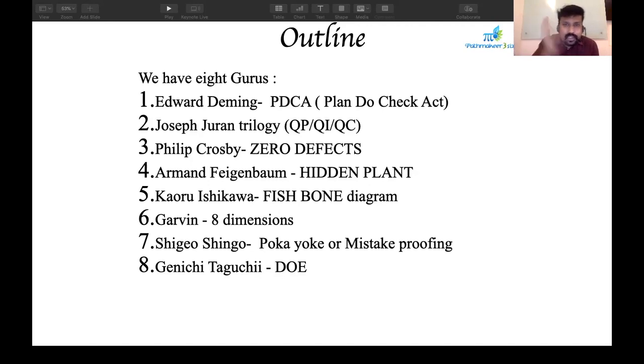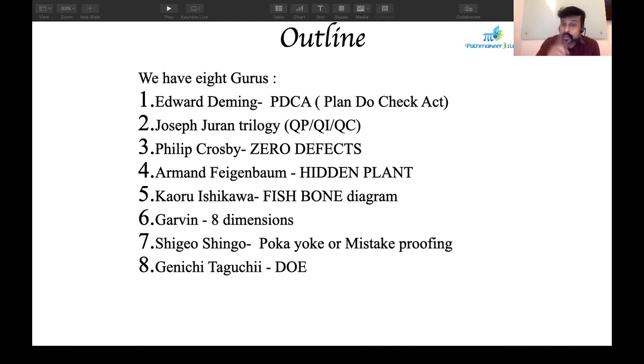That is what Mr. Shigeo Shingo says. Don't blame human beings. Blame only the system. That is Poka-yoke, or mistake proofing. Change the system, and human beings will stop making mistakes. Human beings will stop making mistakes when you change the system.